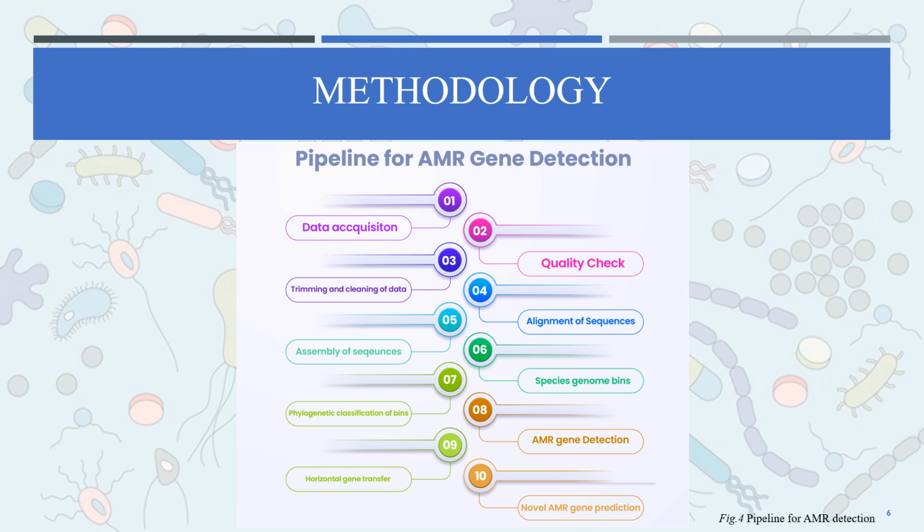And then seventhly, it is phylogenetic classification of bins, where I've given the full taxonomic classification for each bin. And eighthly, it is AMR gene detection. That is, I give it to a tool named RGI, where it detects the resistant genes present in them. Ninthly, it is detection of the horizontal gene transfer. Tenthly, finally, detection of novel AMR genes.